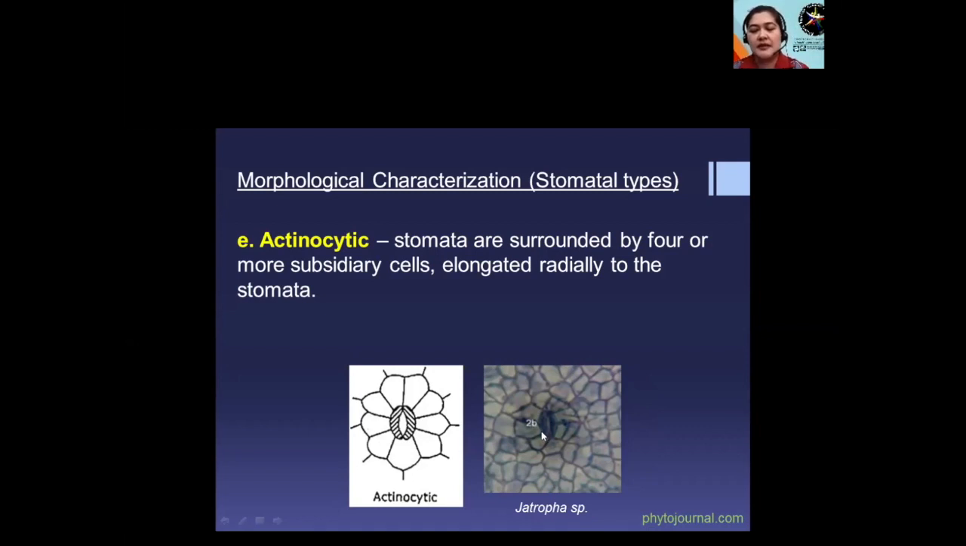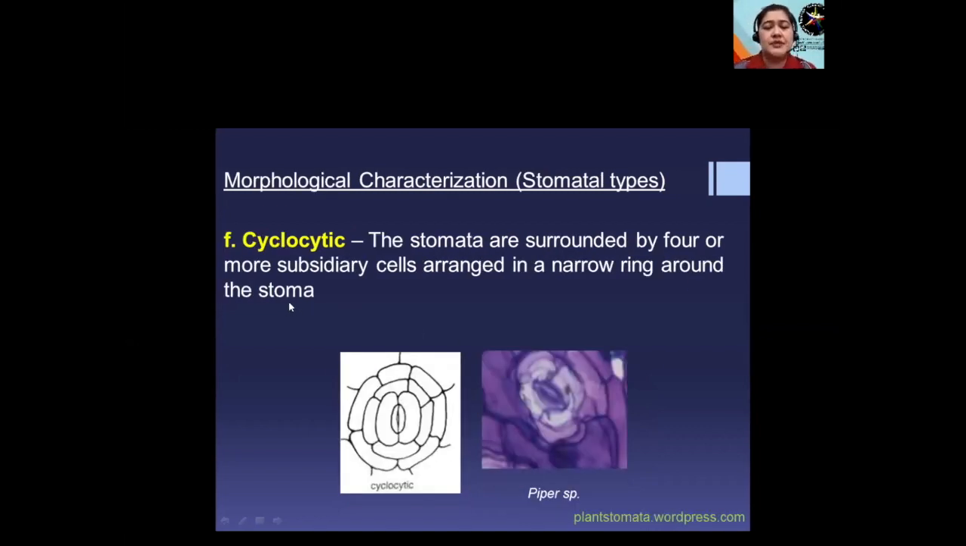In contrast, we have cyclocytic. Again, 4 or more subsidiary cells siya. Ito actually lahat subsidiary cells niya yan. Okay? But they are arranged in a narrow ring around the stomata.